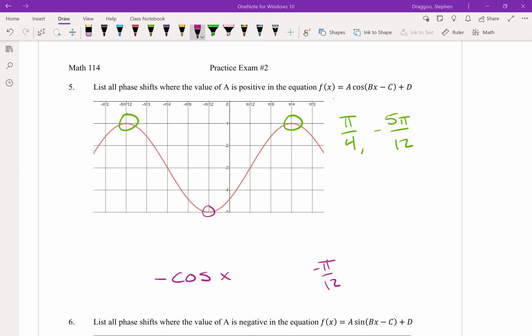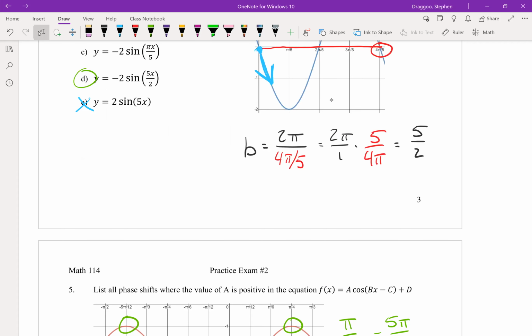That was the function for the last question. I think it was sine, wasn't it? Yeah. It was option D, negative 2 sine of 5 over 2x. Or 5x over 2. Heard it both ways.